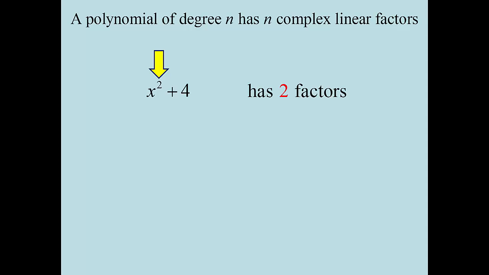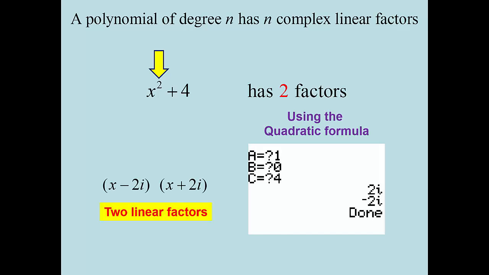Now, what we can do is recognize the relationship between zeros and factors. If we solve the quadratic equation x squared plus 4 equals 0, like on our calculator, then we get the answer 2i and negative 2i. Well, if x is equal to 2i, then the factor is x minus 2i. And if x is equal to negative 2i, then the factor is x plus 2i. So again, there's two factors.